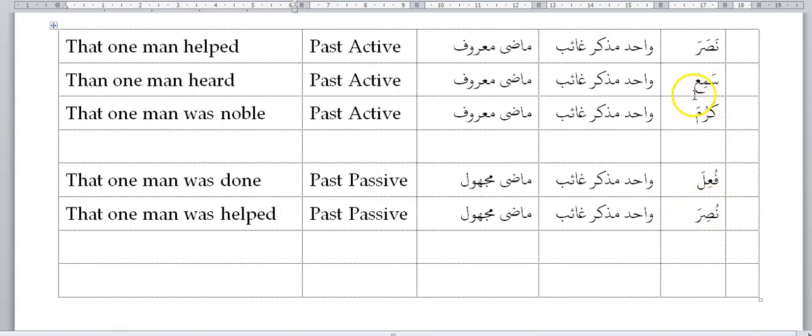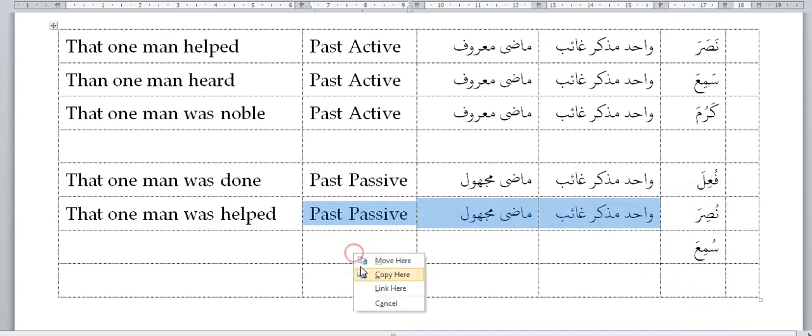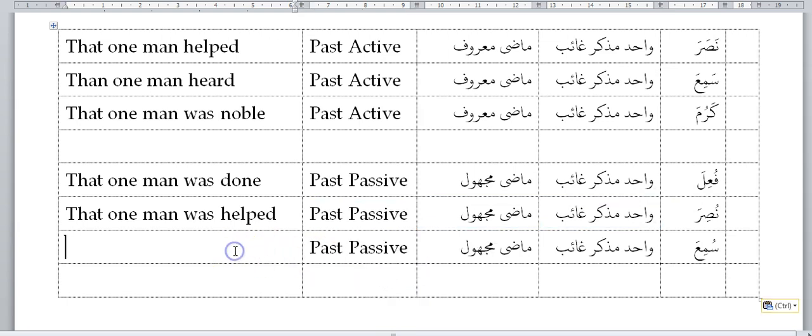The same thing with Sumi'a. Okay, so it's the Fu'ila pattern. Sumi'a is the same thing. Again, Wahid Mudhakkar Ghaib, the whole thing. And this time the translation is that one man was heard.